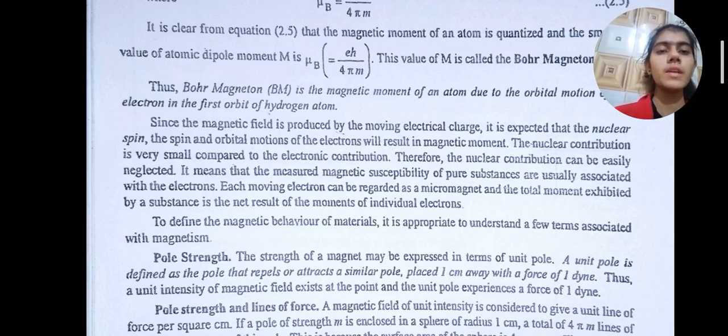That is pole strength. Pole strength is the strength of the magnet, and may be expressed in terms of unit pole. A unit pole is defined as the pole that repels or attracts a similar pole placed 1 centimeter away with a force of 1 dyne. Thus, a unit intensity of magnetic field exists at the point and the unit pole experiences a force of 1 dyne.